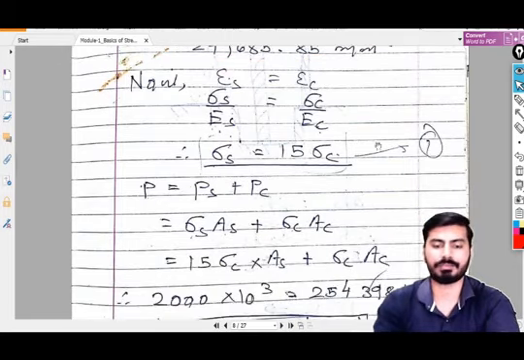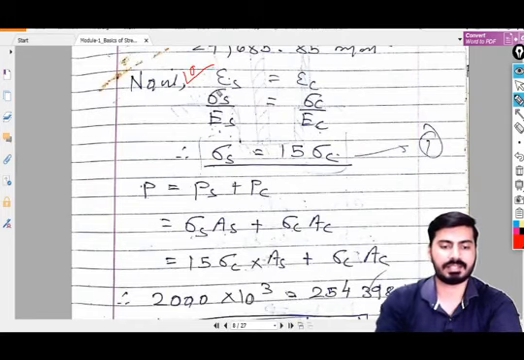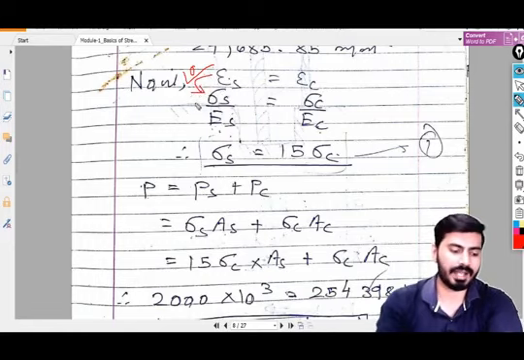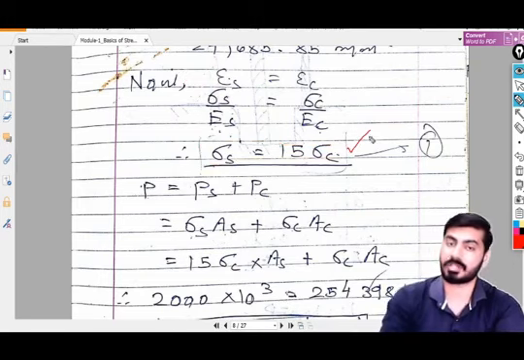Now we will apply our first step. Now what is the first step? The first step is that the strain for both the materials is the same. This is our first step. Now you can convert it in terms of sigma. In terms of sigma, you will find this relation as your final answer after the simplification. So after simplification you will get this as equation number 1.